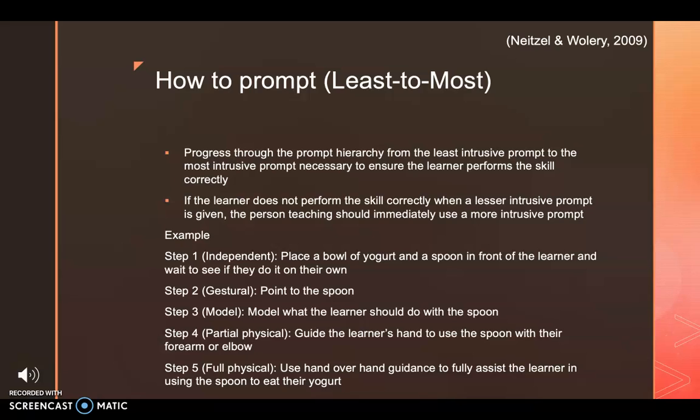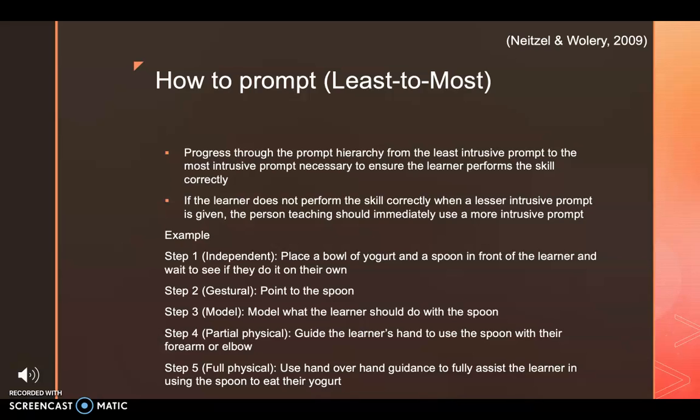So if the model prompt does not work, then you would move to step four, which is to use a partial physical prompt, which involves guiding the learner's hand to use the spoon with their forearm or elbow. And if the partial physical prompt does not work, then you would move to step five, which would be to use a full physical prompt, which would be using hand-over-hand guidance to fully assist the learner in using the spoon to eat their yogurt.